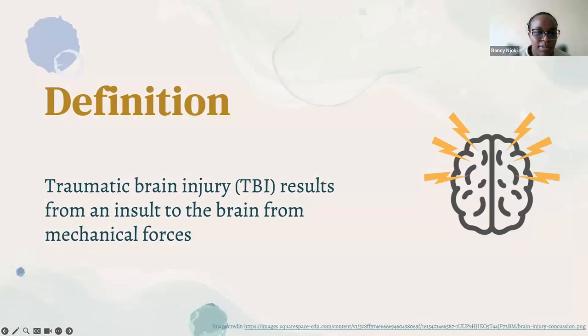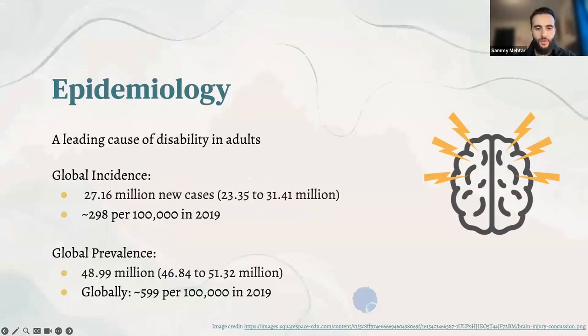So basically, traumatic brain injury results from an insult to the brain from mechanical forces. And it's a very common problem. It's a leading cause of disability and neurologic dysfunction in adults. The global incidence from a study in 2019 showed that there were about 27 million new cases of traumatic brain injury and almost 49 million prevalent cases in the year 2019.